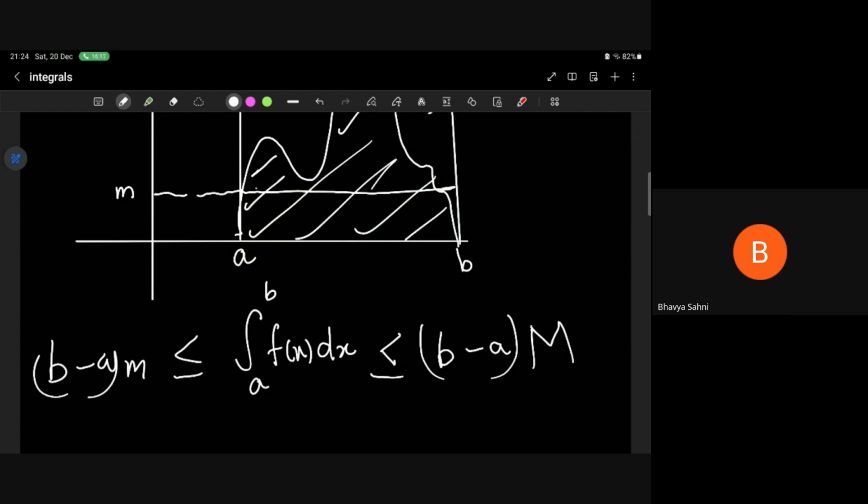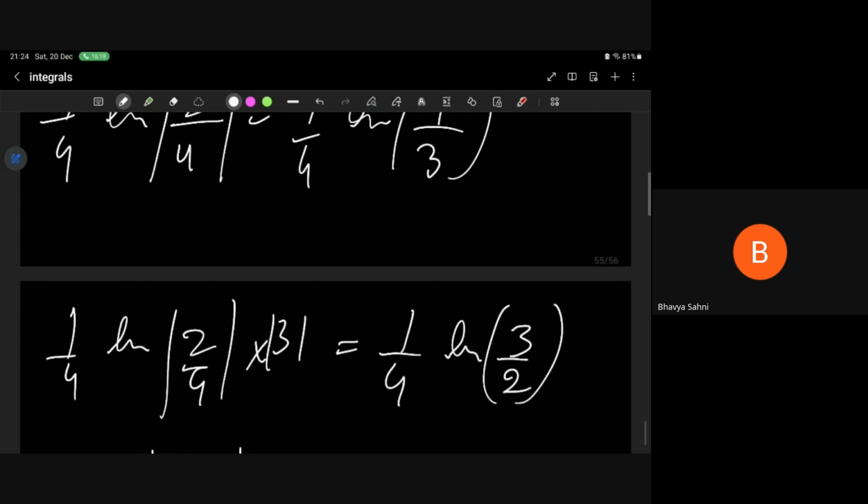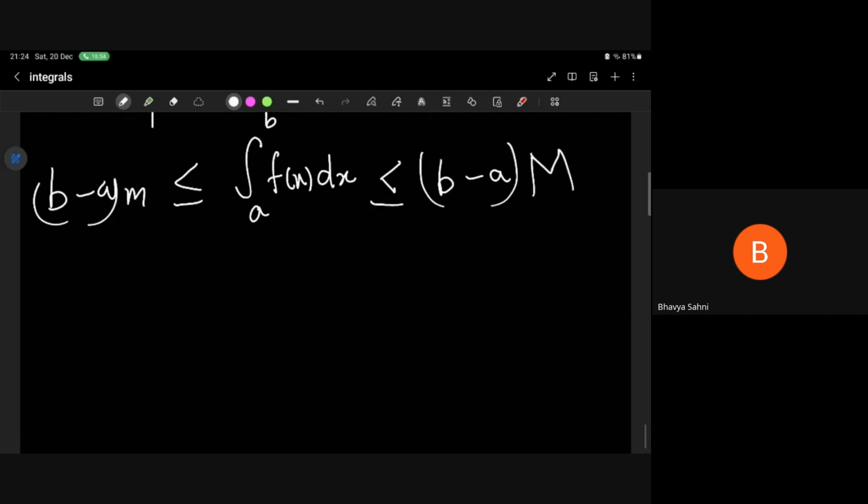There are more inequalities, but I do not think they will be asked in the boards. Give me one question. Okay, we can do this one. It's a good one.